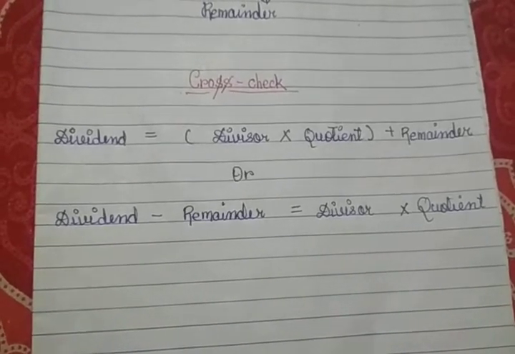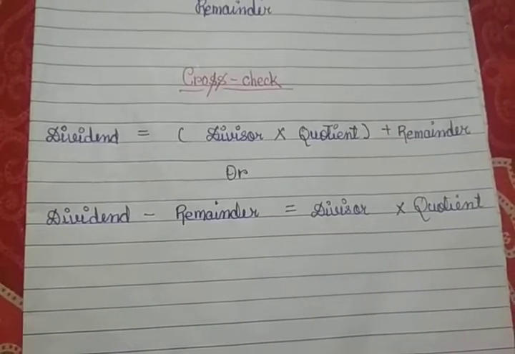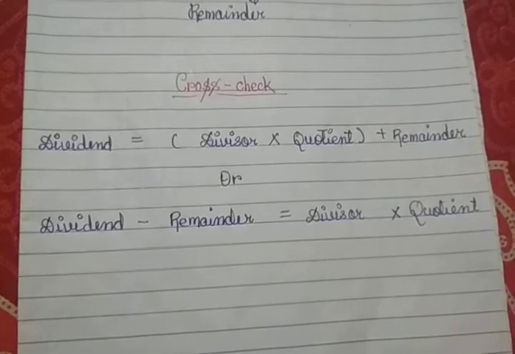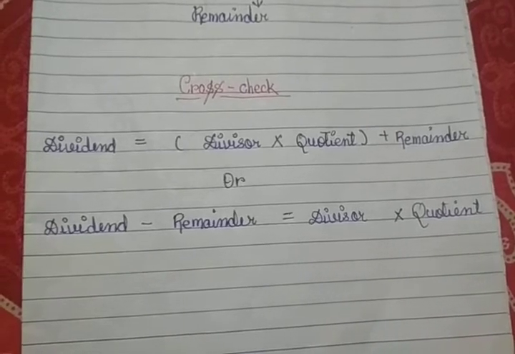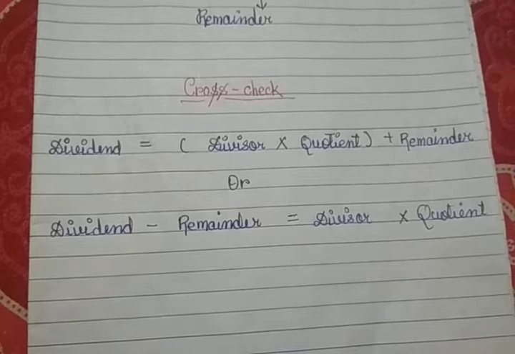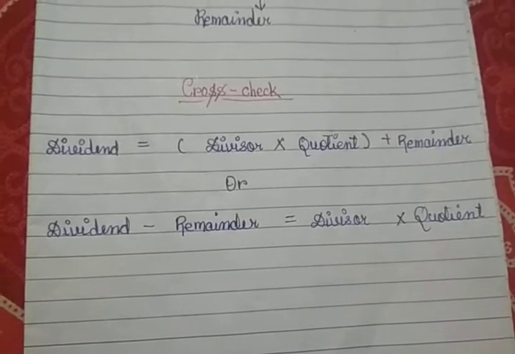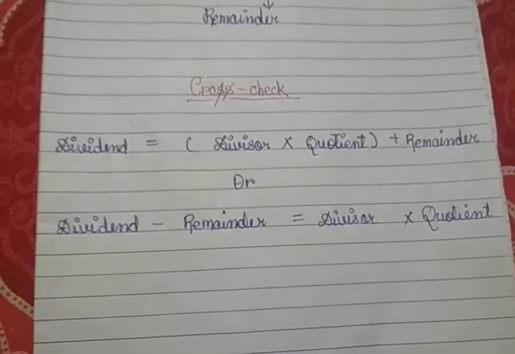After division, we can cross-check it. For that, we will use this formula. That is, dividend is equal to divisor multiplied by quotient plus remainder, or dividend minus remainder is equal to divisor multiplied by quotient.